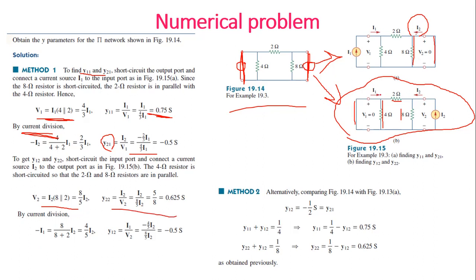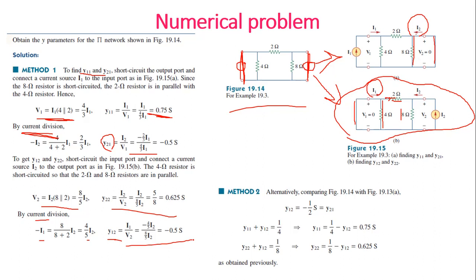Again, we have to obtain I1. How can we obtain I1? It flows in reverse of I2 and it flows across this 2 ohm branch. So apply the current division rule. We take it as minus I1 because the direction is opposite. So find I1. Then Y12 will be equal to I1 by V2. Substitute and find the value.